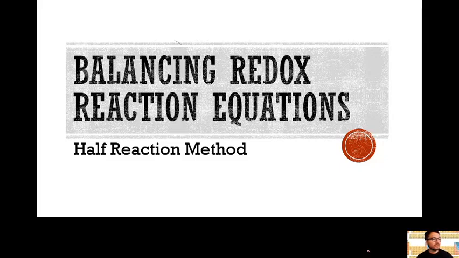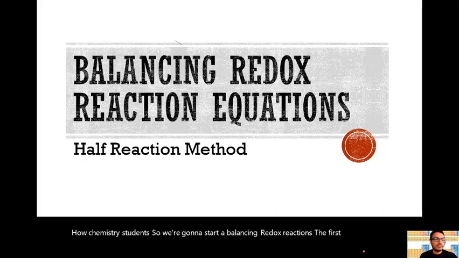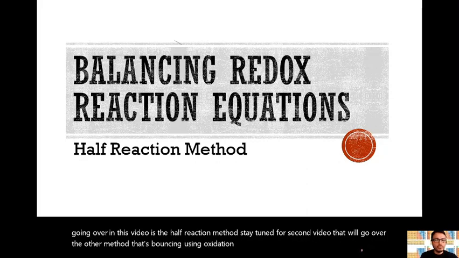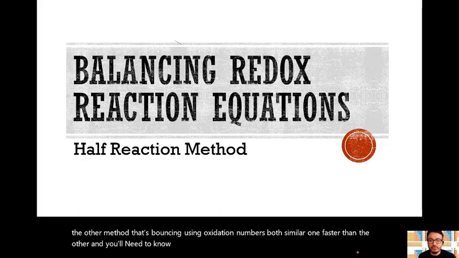Hello chemistry students. So we're going to start balancing redox reactions. The first method we're going to go over in this video is the half reaction method. Stay tuned for a second video that will go over the other method, balancing using oxidation numbers. Both are similar, one faster than the other, and you'll need to know both of them. So let's look at our first example.